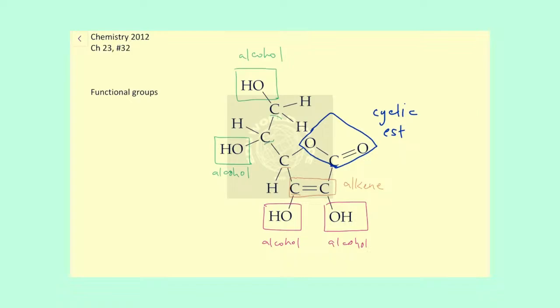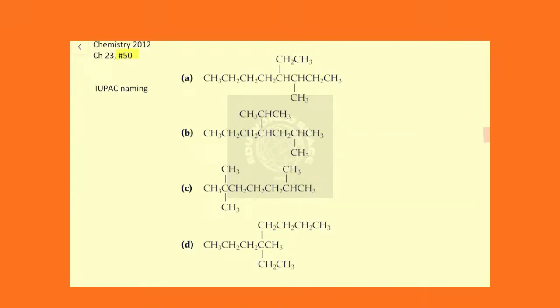Alright, so problem 50, we're naming some alkanes, right? Okay, so let's go for it, starting with part A here. So again, first step is to find the longest chain we could find, okay? So looking at the structure, this seems to be the longest chain, right? And next is we number according to where we have the first branch point.